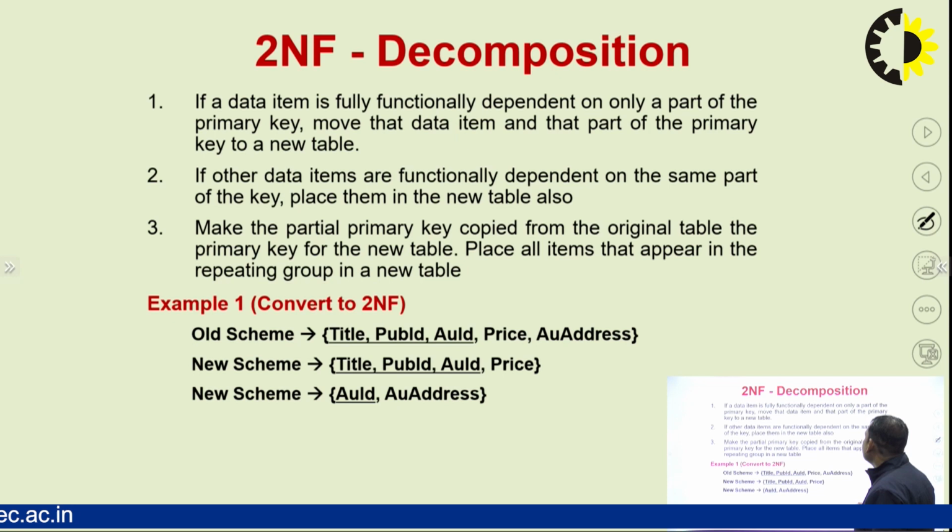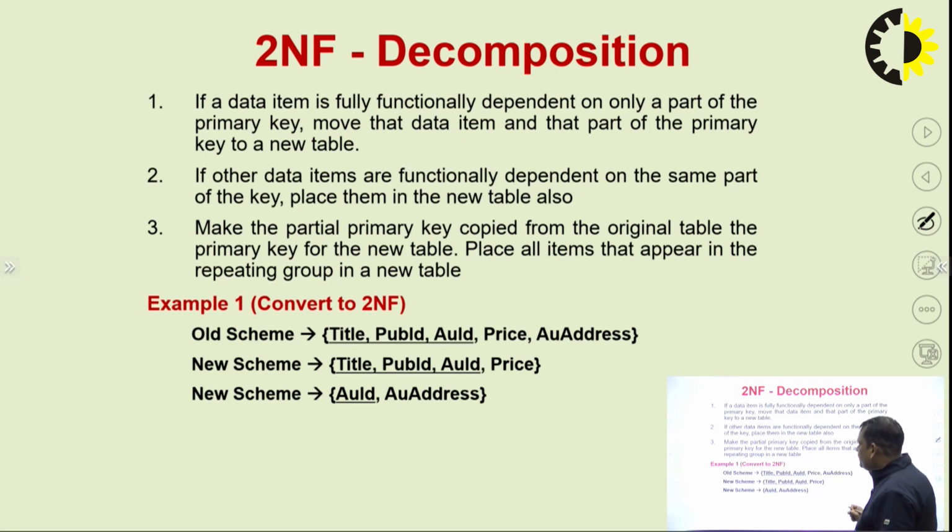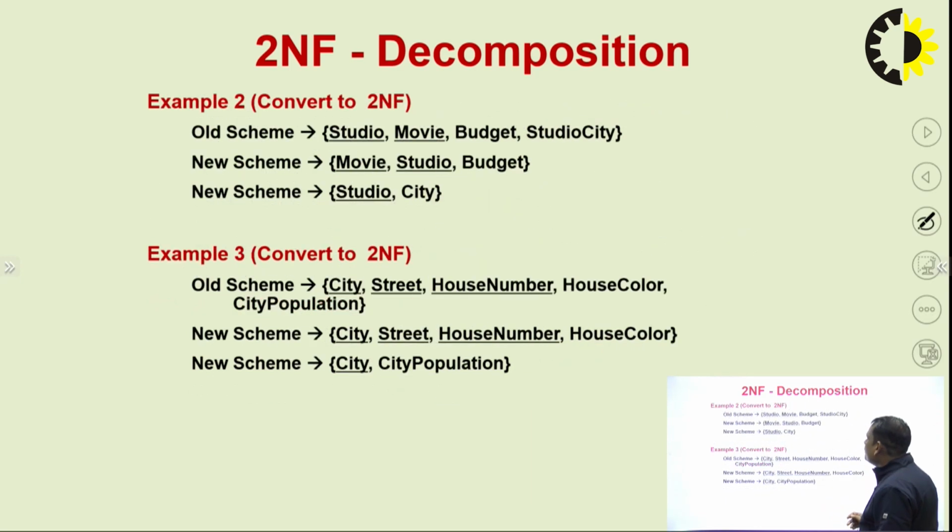Second normal form decomposition. Convert to the second normal form. The structure is title name, publisher ID, publisher price, and address. A structure of the table, and the second structure of the table: title name, publisher ID, and author name, price. And third: author name, address, and author ID.